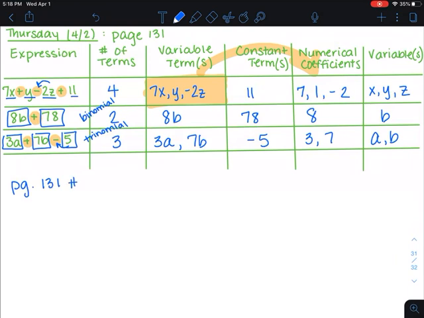Alright, part of your assignment is going to be page 131, numbers 28 through 32 even. That is not all of it though. Let's continue on to 3.8. You can go ahead and just turn to page 133. You are to copy table A into your notes.